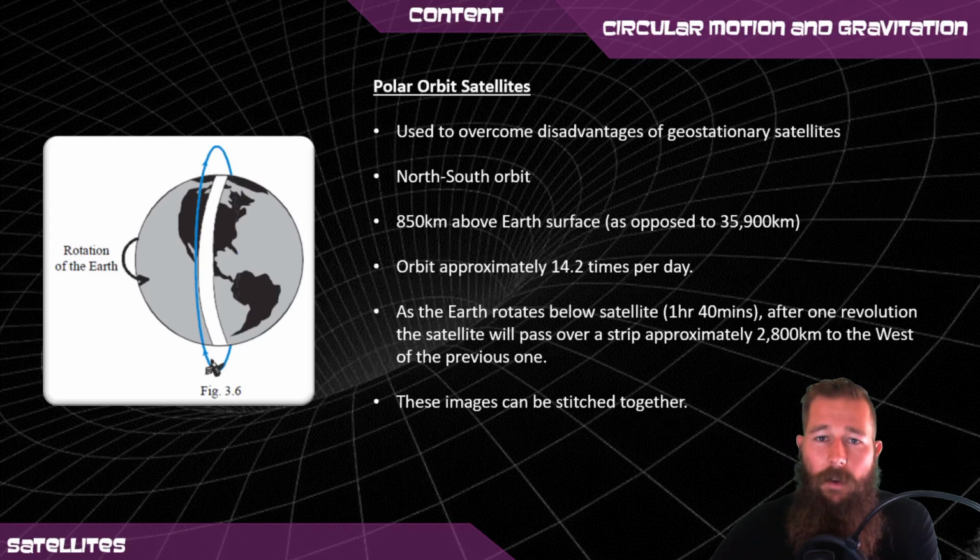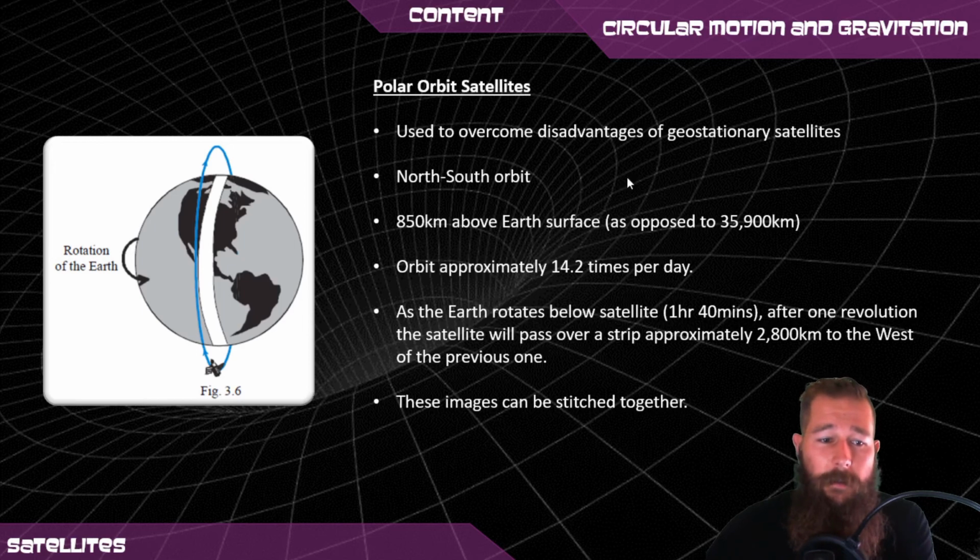Another type of satellite orbit is polar orbits. These overcome the disadvantages of geostationary satellites. They orbit north to south, and they're a lot closer to the surface of the Earth than the geostationary satellites. These satellites orbit the Earth about 14 times a day, which takes about an hour 40 minutes for one lap. And what happens is for each lap, they observe a different strip of the Earth, which is west of its previous orbit because of the rotation of the Earth.